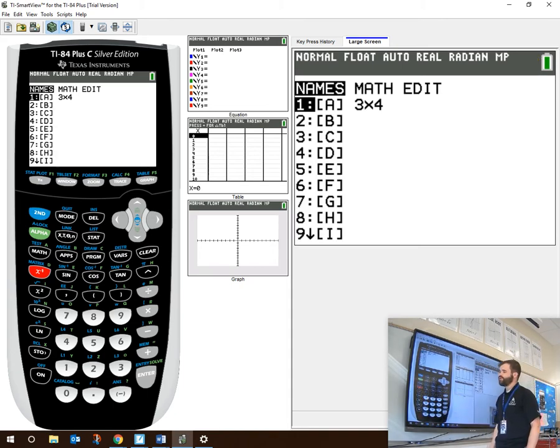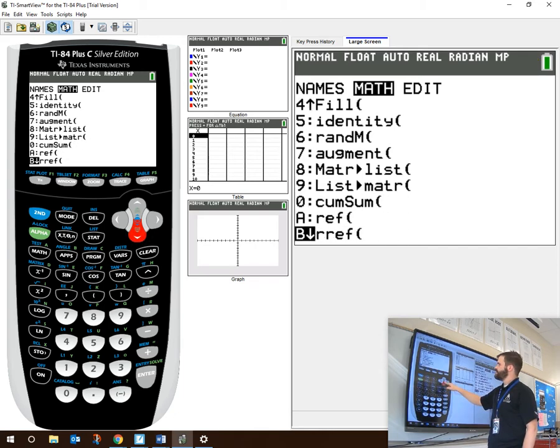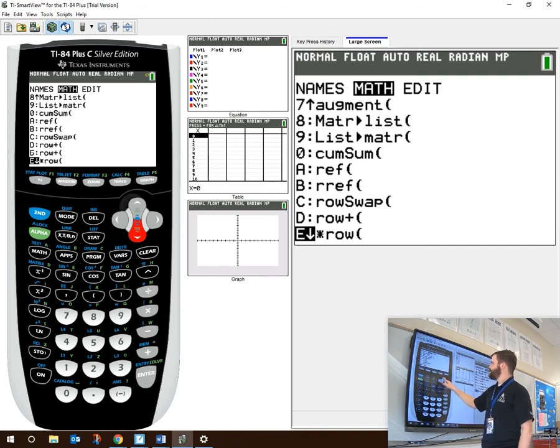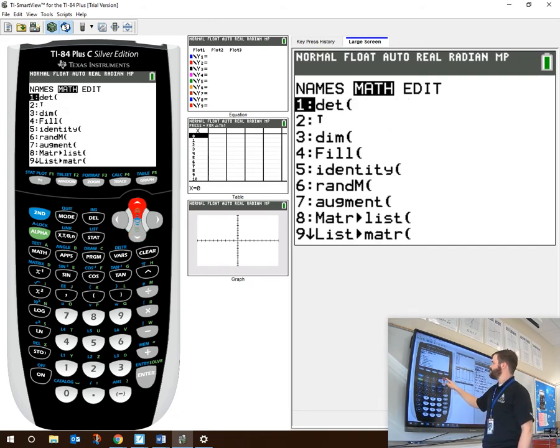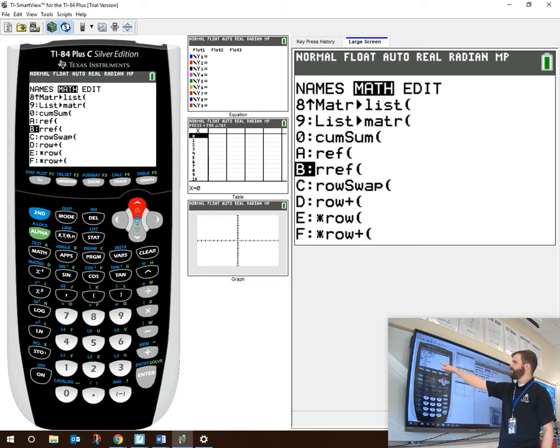And now I'm going to show you the program that we're going to use to simplify this matrix down. So I'm going to go over to math, and we're going to go down all the way to B. Okay, so I need to be clear here on the number of buttons. Anyways, we're going to go to B, which is reduced row echelon form. Okay, and we hit enter.